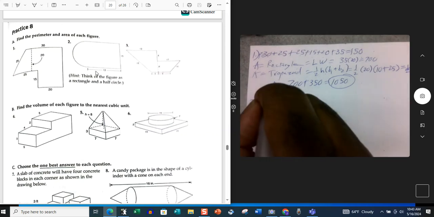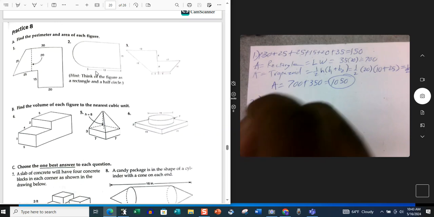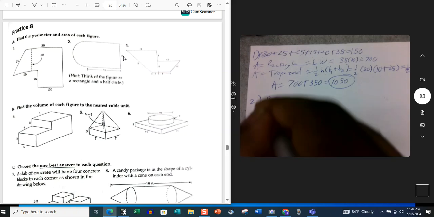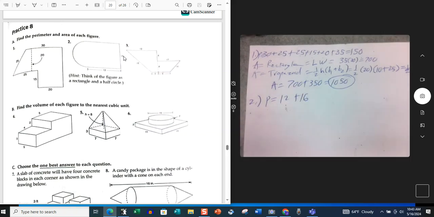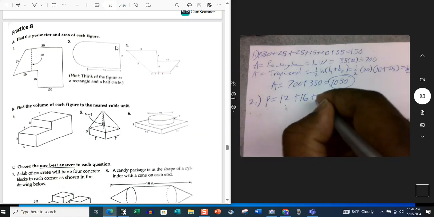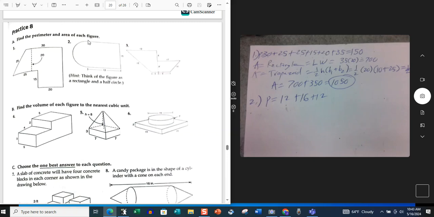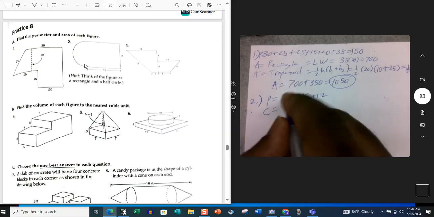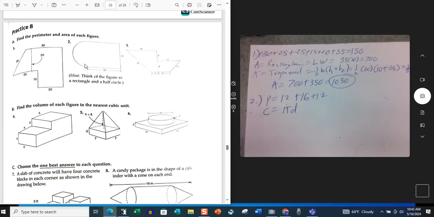So we would do the perimeter. Well, let's do the perimeter first. The perimeter will have us at 12, 16, and then we will have another 12. Now, the problem is this half a circle. Now, we know that the perimeter of a circle has a special name called the circumference. The circumference of a circle is pi times diameter. But remember, it's half of a circle.